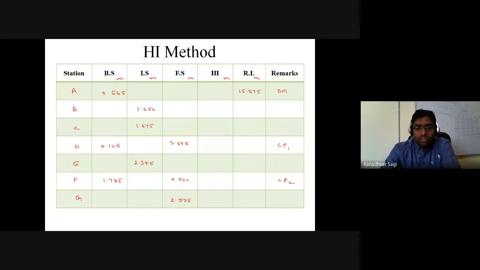After entering your data into your level book, corresponding to the height of instrument method, my next step is to calculate the RL values of various points. But before I start talking about the RL values, wherever I have my backsight data available, I'll repeat, wherever I have my backsight data available, there I am going to calculate my height of instrument value. My height of instrument is equal to the RL value that I have with respect to that particular point.